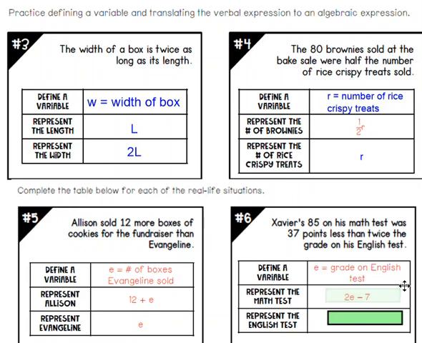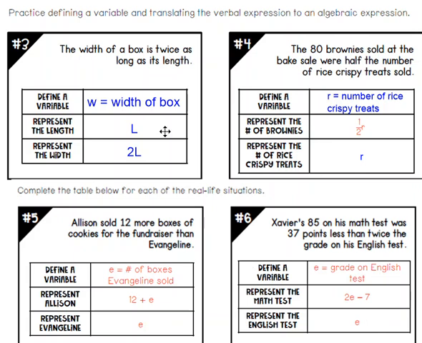So this gets a little interesting. His English score doubled. Minus 7? I feel like that's incorrect. I feel like this should be 37. Yeah, this should be 37. So don't copy the 7. It should be double the English score minus 37. And that would be how to represent his math score. His English test, though, that was just simply E, okay? His grade on the English test.